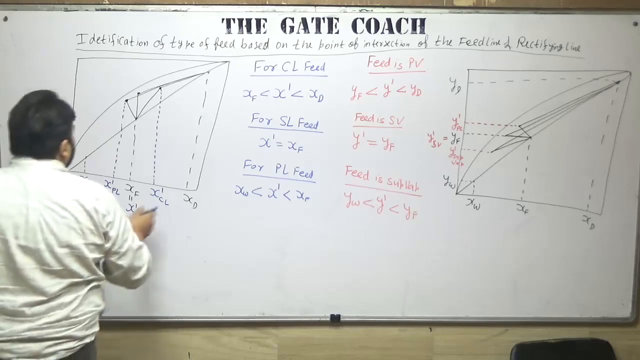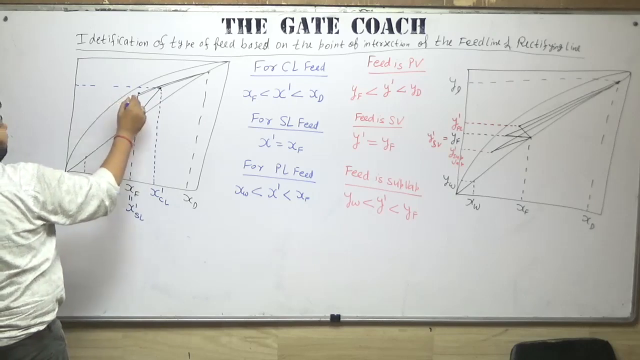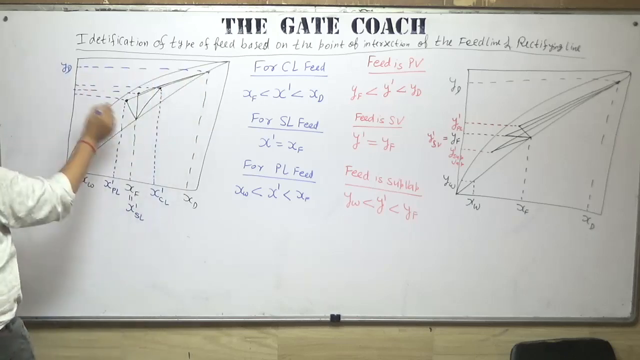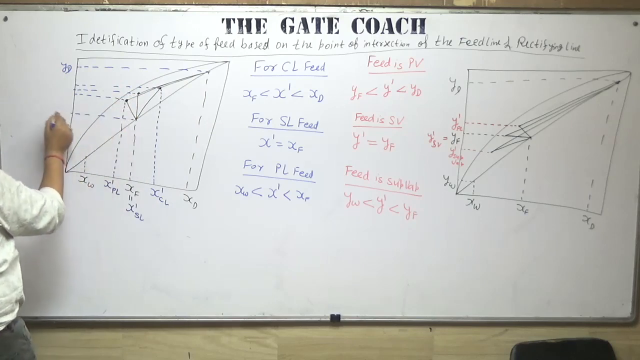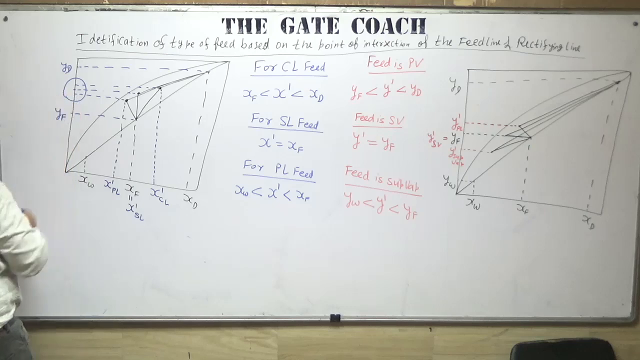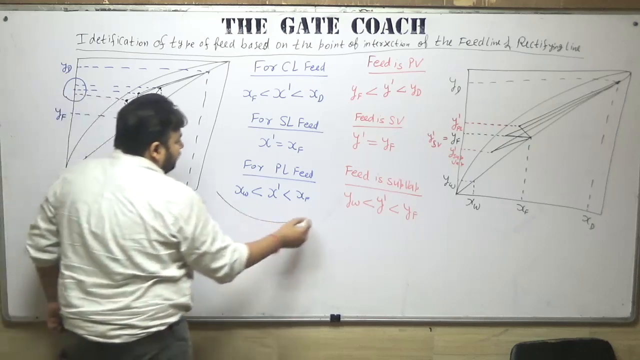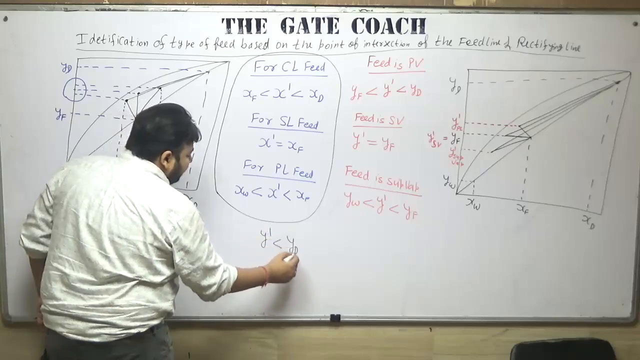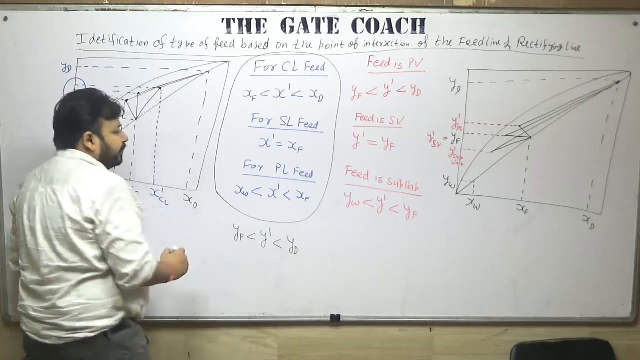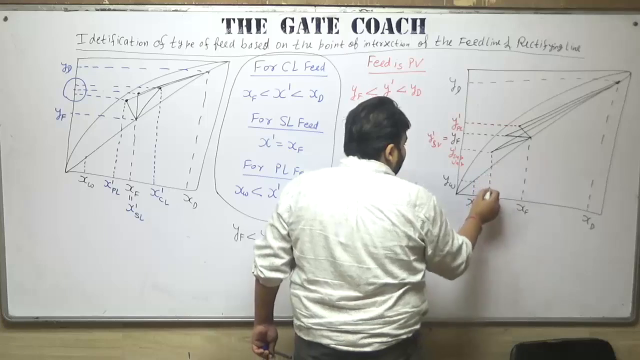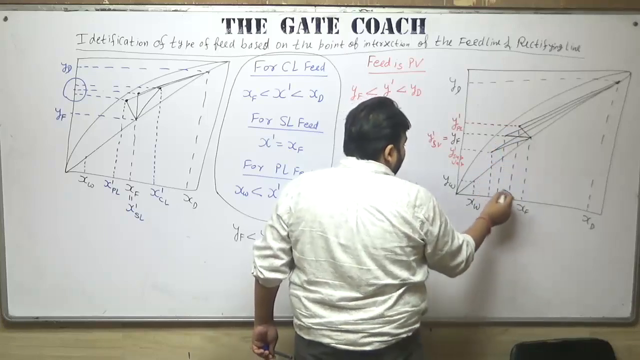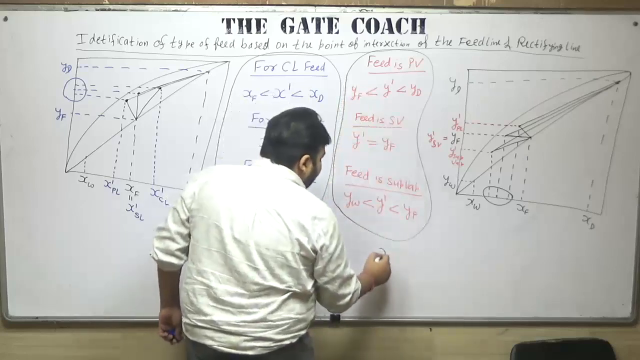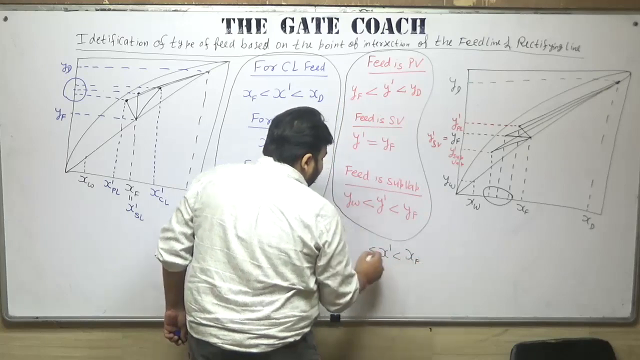If you look at the y coordinate of all the three here, this point is your yd and this point is your yf. So all the three points are lying between yd and yf. So that means in these three cases, the y coordinate must lie between yd and yf. And if you look at the x coordinate, all the three x coordinates are lying between these two. So for this case, the x coordinate will be less than xf but greater than xw.